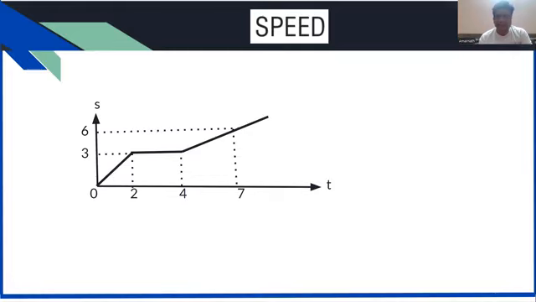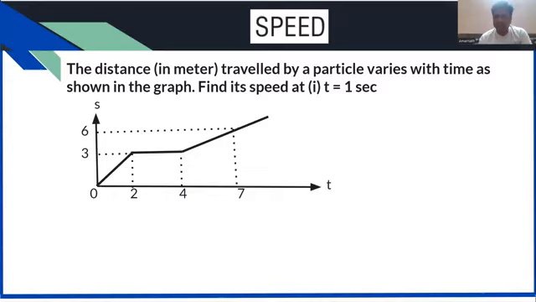Now, what is the question? I'll ask you the speed at different points. The distance in meter traveled by a particle varies with time as shown in the graph. Find the speed at t equal to 1 second. So remember, the graph is a distance-time graph.